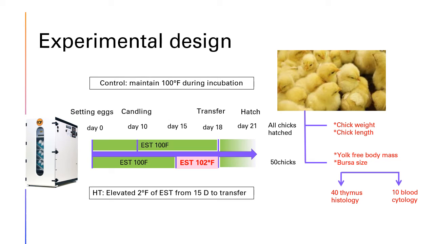Chick length was also an important measurement taken during this procedure. We randomly selected 50 chicks for yolk-free body mass and bursa weight. 40 birds had their thymus taken for histology, and 10 had a blood sample taken for cytology.